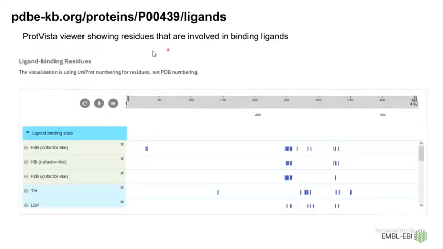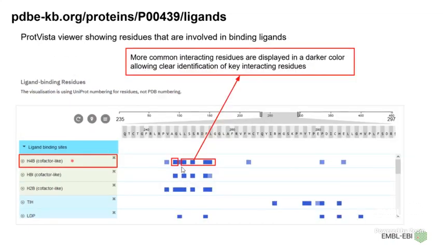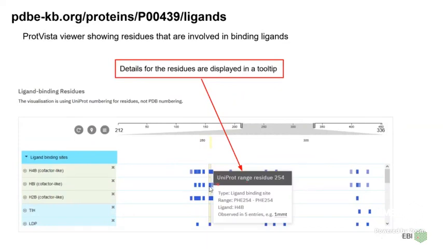Now, the next part of this section is ligand binding residues, and this is shown in the ProtVista viewer, and it shows you the residues which are involved in binding. Here, this view can help you identify the commonly interacting residues. We usually color code them, or there is a color gradient, and mostly the more consistent the interaction is, the darker it is in color, and hence it can allow a user to have a clear identification of key interacting residues. If you hover over a residue in the tooltip, you can see the residue details and the entries in which they are present.